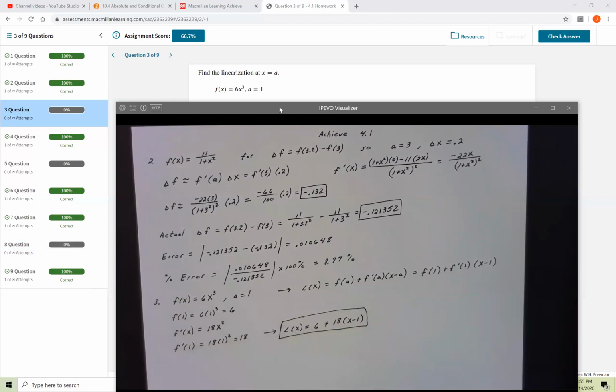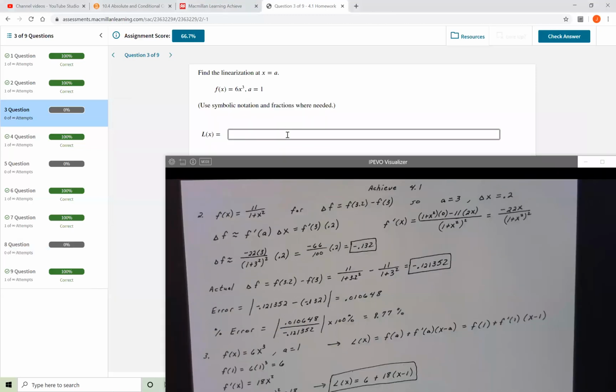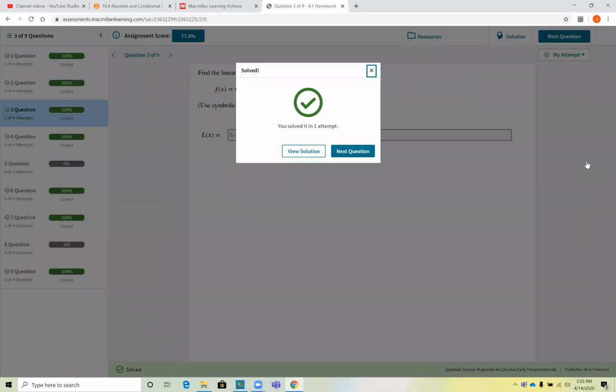Let's see if it plugs in. We have 6 plus 18 times the group x minus 1. X minus 1 should be perfect. I'll check that answer and you'll see, absolutely.